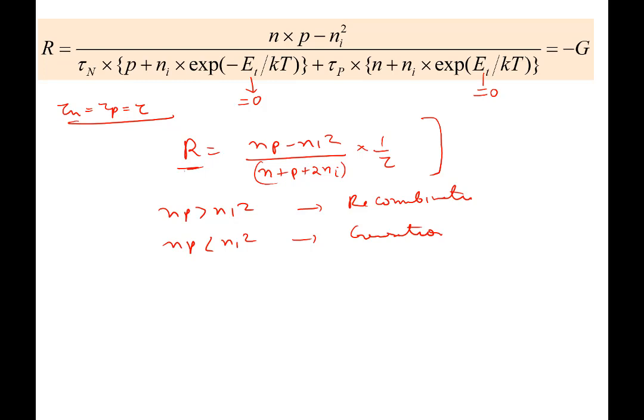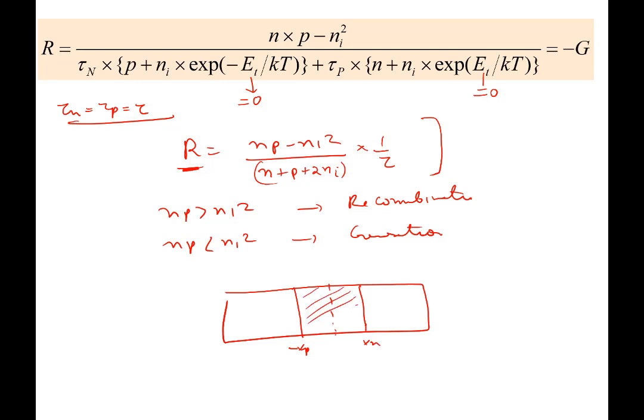Now, we have to take this R and evaluate it from minus xp to xn. We have to evaluate this within this depletion region. We have to do this R times dx, and we have to evaluate it within the depletion region. And we note that within the depletion region, last lecture we had proved that the product np is equal to ni squared e to the power qV over kT, whatever voltage we have applied.